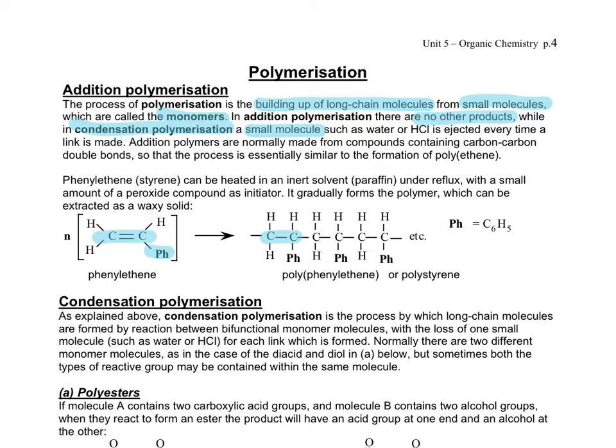Your condensation polymerization is where you have bifunctional monomer molecules, where you have 2 different functional groups on your monomer molecules. Or you can have it where you have a diacid and a diol that will link together to make the functional group in your condensation polymer.